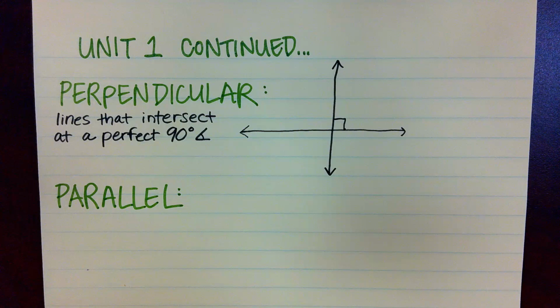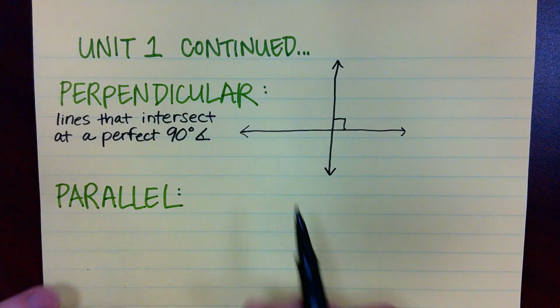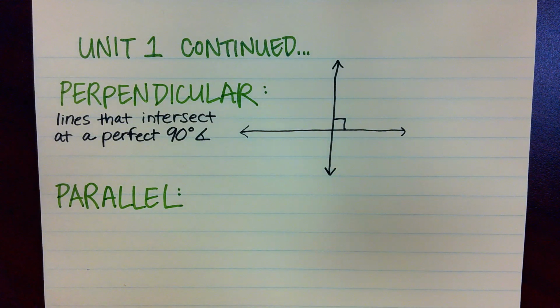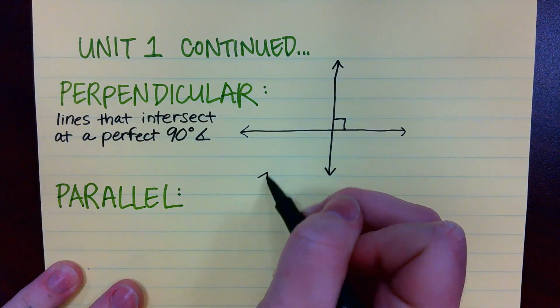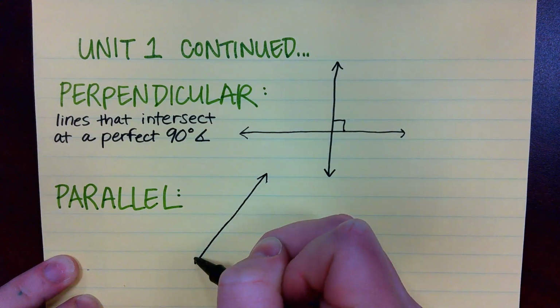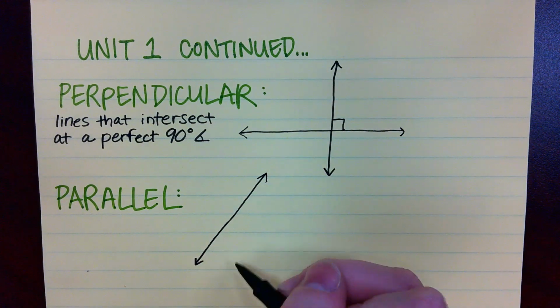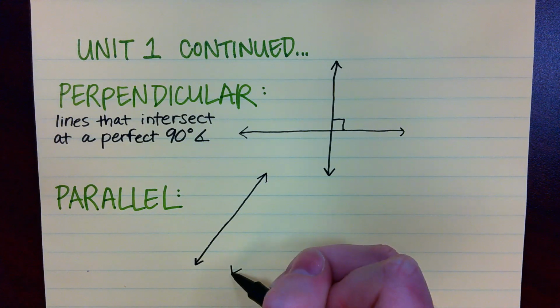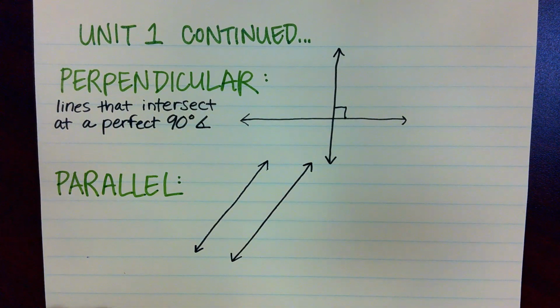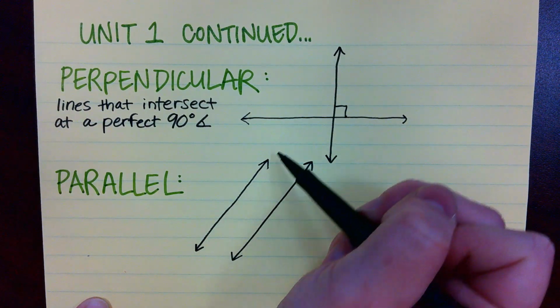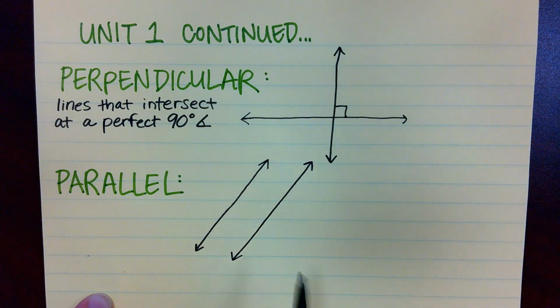So, does anybody know what a parallel line is? Yeah, what is it? It's two lines that go the same direction and never cross. Yes, yes, yes. So parallel lines are lines that are going in the same direction and they never ever touch each other. They will never intersect. So let's draw a picture of that. So here's one parallel line. These lines are parallel to each other because they are going up and down at the same angle, and they will never ever meet.